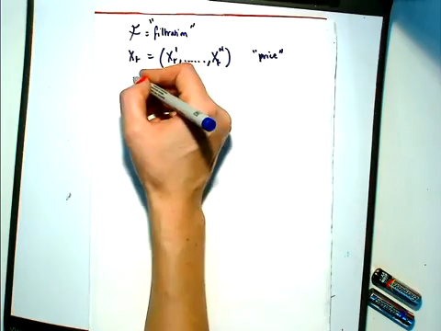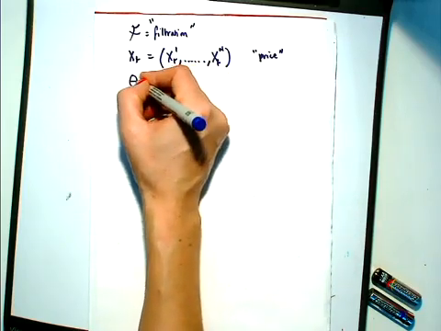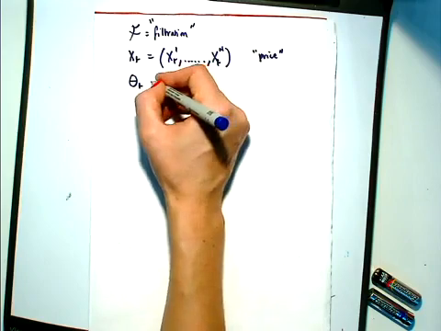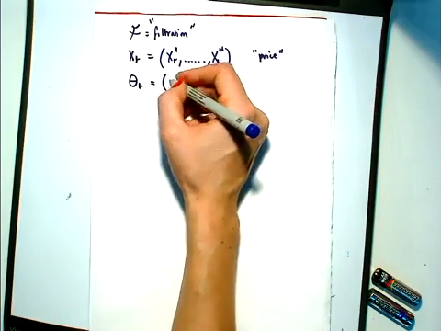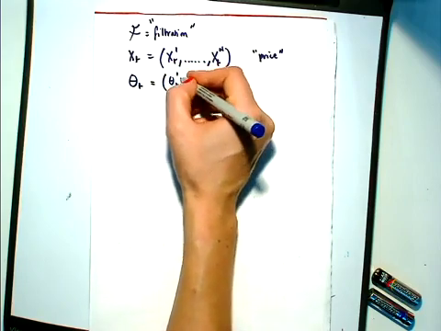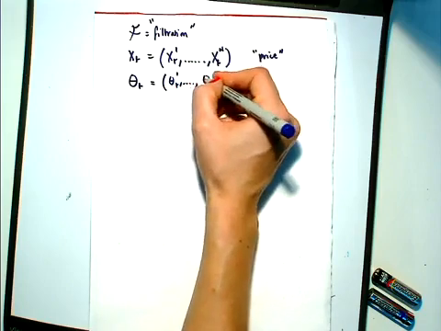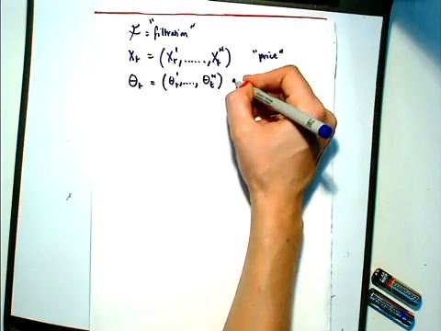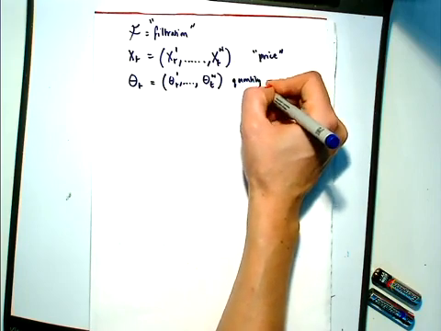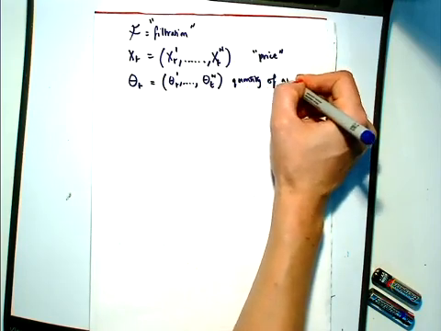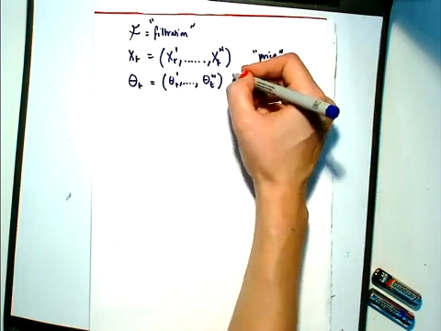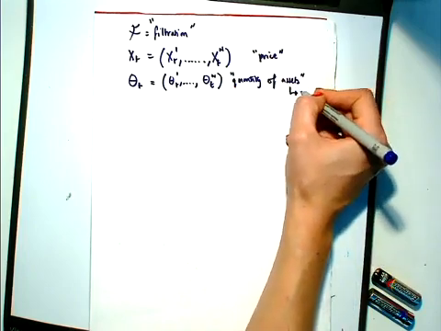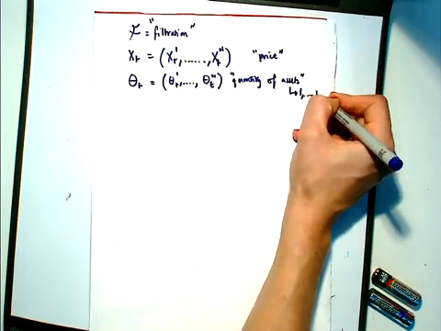Now, portfolio, big theta T, as in the number of assets that we're holding, of all the different types of assets, or the quantity of assets held, where assets are going from 1 up to n.